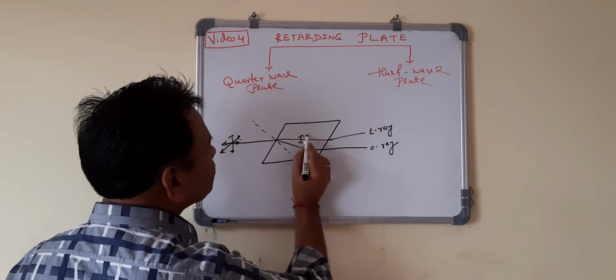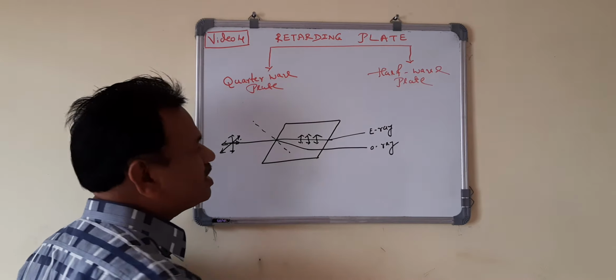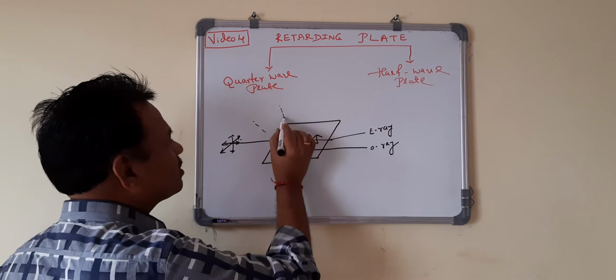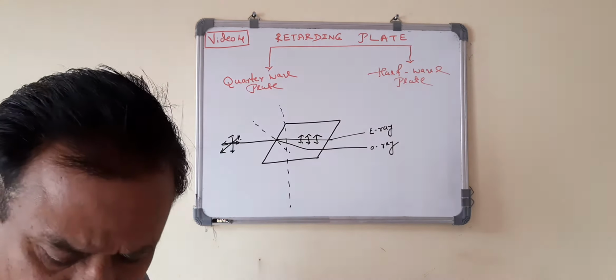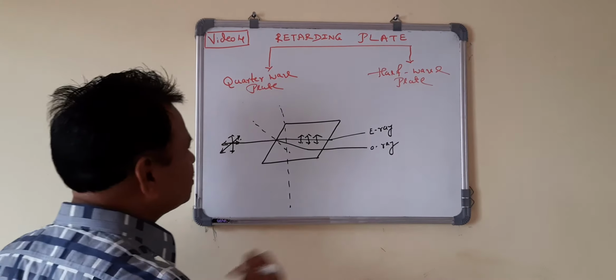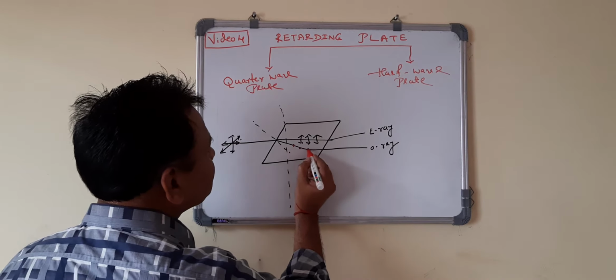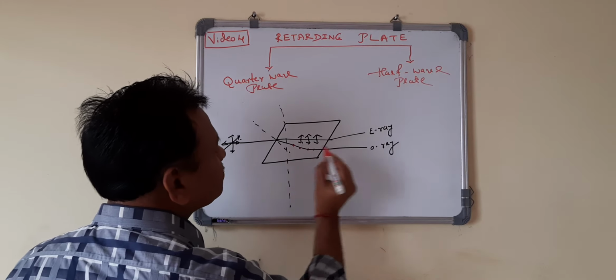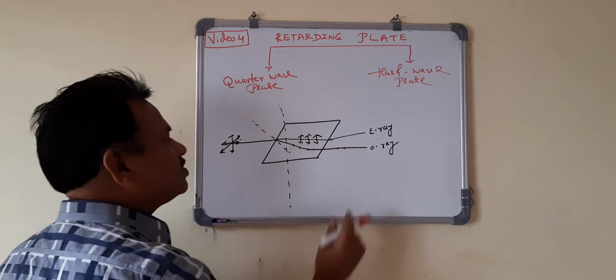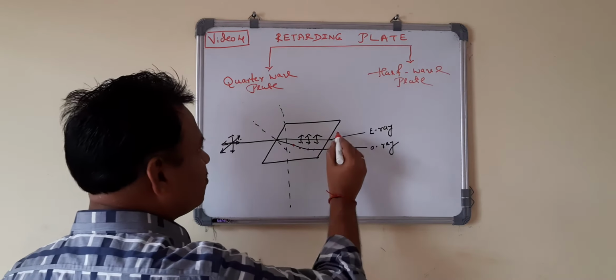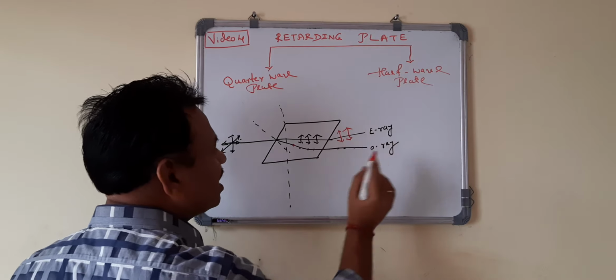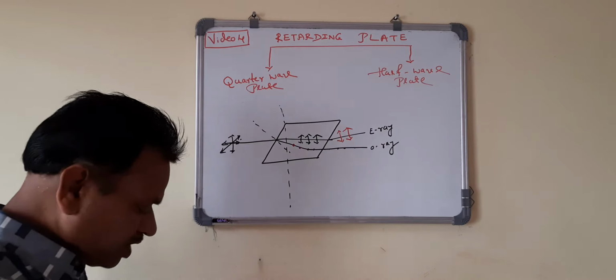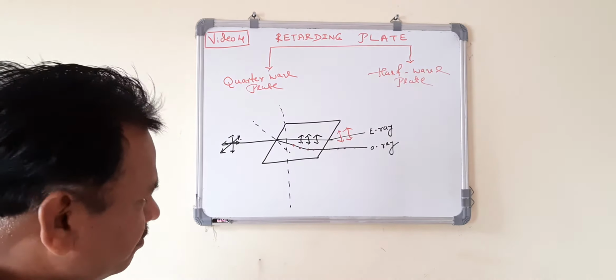parallel to the optic axis. This is the optic axis. The vibrations in the O ray are perpendicular to the optic axis. So how many images are formed here? Two images are formed. One is due to the E ray, and another one is due to the O ray. All these things I covered in the previous video.